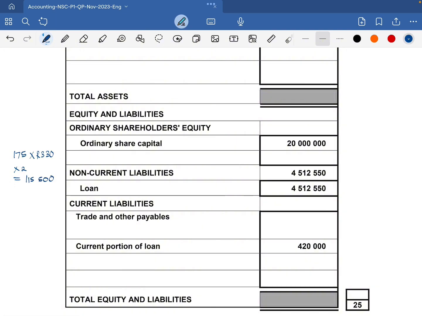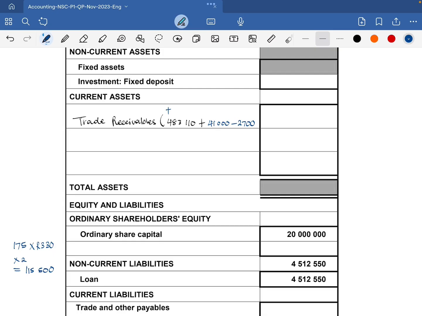115,500, which is receivable. So I'll just add plus 115,500, and that's our receivables. Okay, then let's quickly calculate that. Plus 41,000 minus 2,700. So it's 115,500 plus 483,110 plus 41,000 minus 2,700, and then that's 636,910. Then that is our trade receivables.